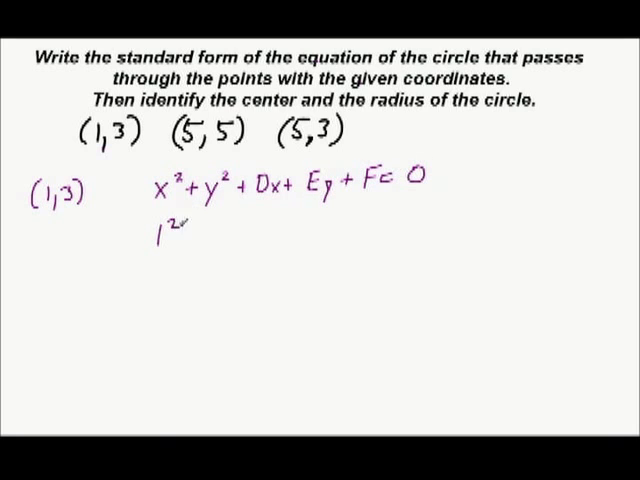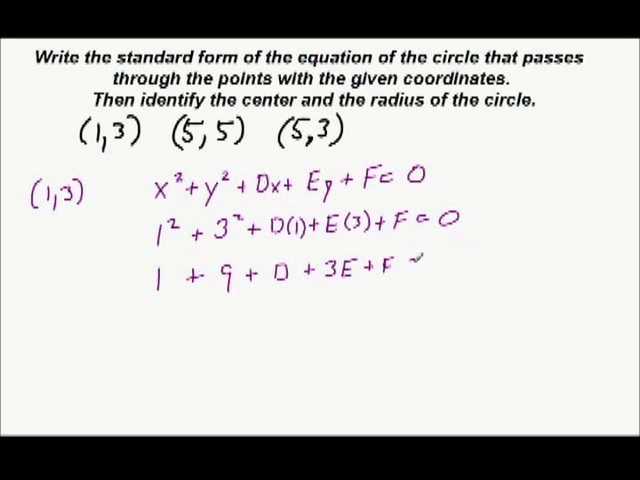This will produce a system of 3 equations and 3 variables, D, E, and F. And by solving the system of equations, which we've done, the general form of the equation of the circle that passes through those 3 points can be found. Here I've written the general form, and for the point 1, 3, I just substitute in 1 for x and 3 for y. And when it all gets simplified, this will be D plus 3E plus F equals negative 10.